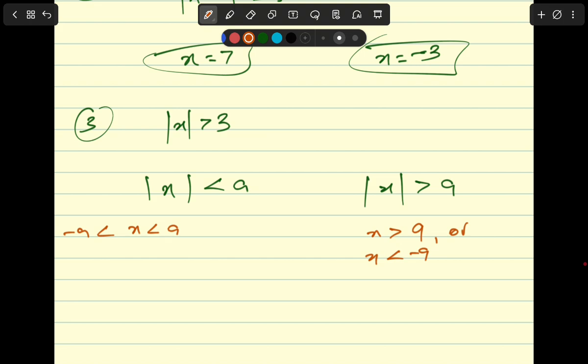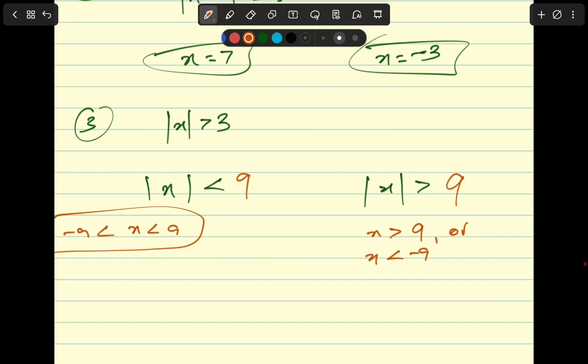It cannot coexist. But in the first case, if I say that x lies between a and -a, let's say this is 9, then if this is between 9 and -9, let's say if I take 7, 7 is both less than 9 and greater than -9. So we don't need to write or here. So remember the visual: less than means inside, greater than means outside.